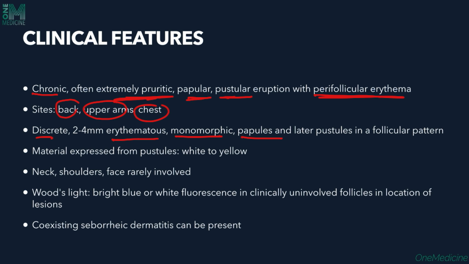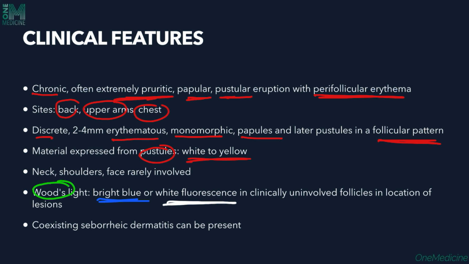We see papules, and later they form pustules in a follicular pattern. The material expressed from these pustules is white to yellow in color if you press it. The other sites that are involved are the neck, shoulders and face, which are uncommonly affected. In Wood's light, we see bright blue or white colored fluorescence in clinically uninvolved follicles in the location of the lesions. So Wood's lamp will help in diagnosis.